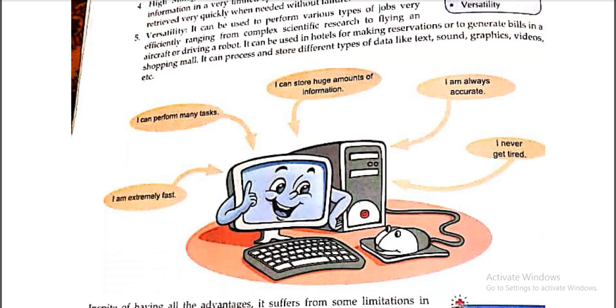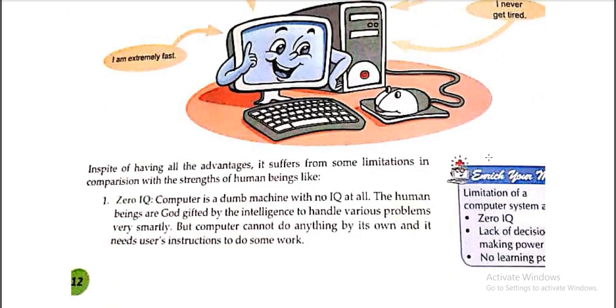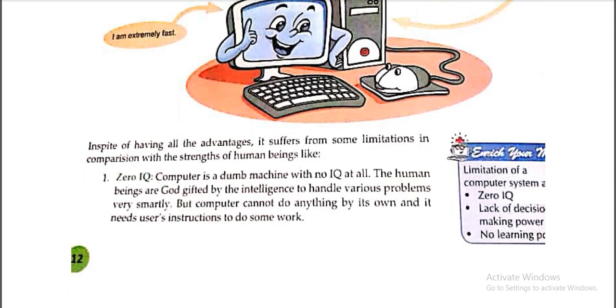Next, the computer's characteristics are explained here by a cartoon: I'm extremely fast, I can perform many tasks, I can store a huge amount of information, I'm always accurate, I never get tired. In spite of having all these advantages, computers have disadvantages also.